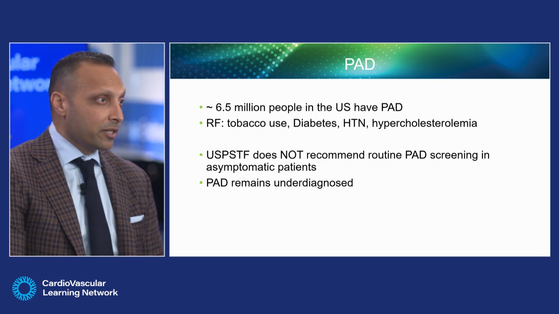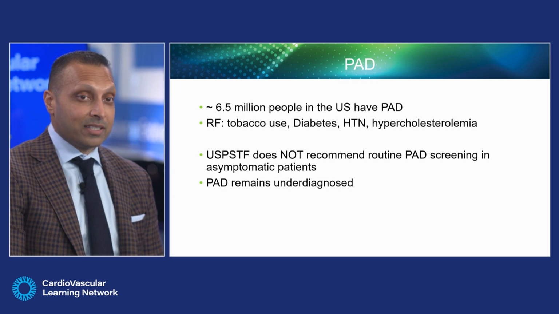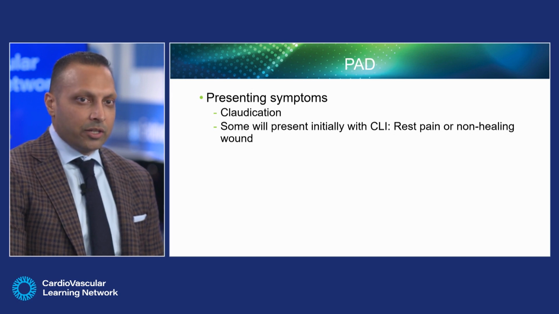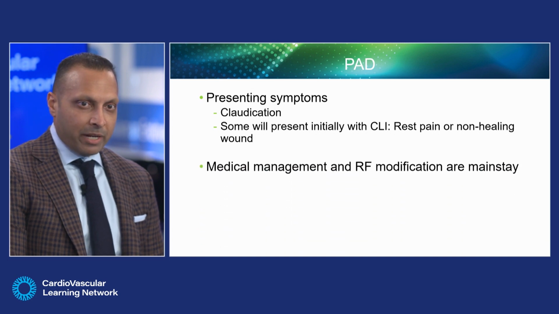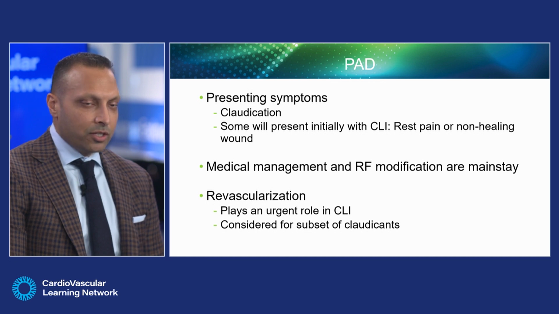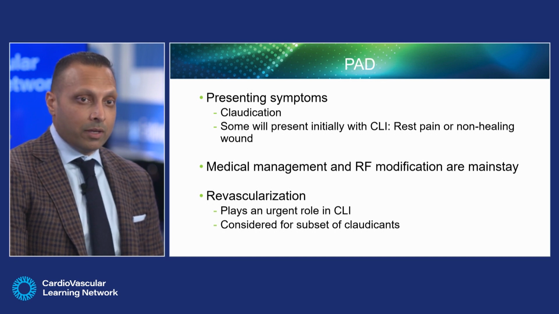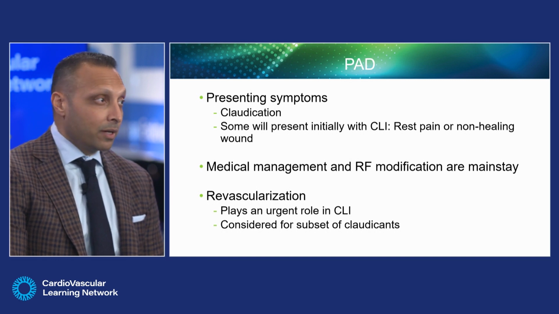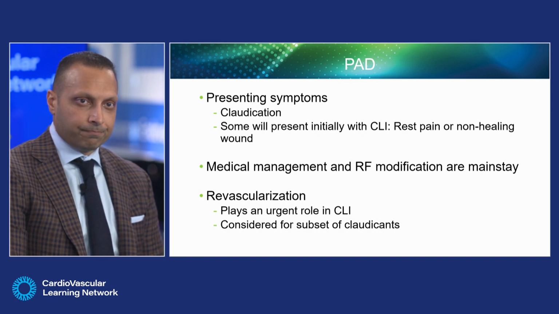We just don't see enough of these patients until they come and present to us at more advanced stages. Their presenting symptoms classically could be claudication. However, many will present at their initial stage to a clinician with CLI, that is rest pain or non-healing wounds. Medical management and risk factor modification are the mainstay, but revascularization still currently plays an important role. All patients with CLI have a role for urgent revascularization, and a subset of patients with claudication, particularly those with lifestyle limiting or more proximal disease, would also be candidates for revascularization.